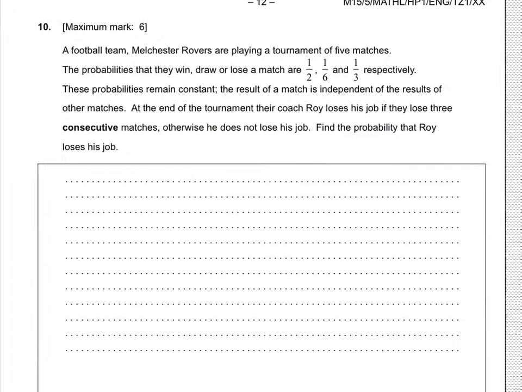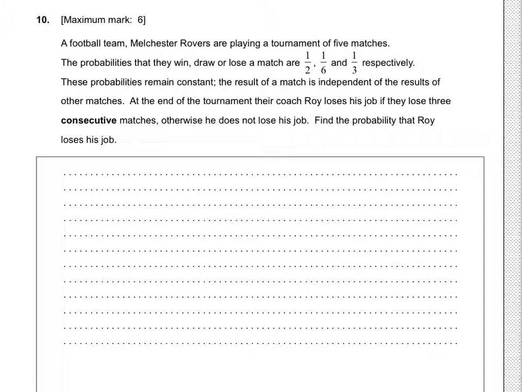Right, the last question in section A. A team, Melchester Rovers. You may have noticed Melchester Rovers have appeared before in IB questions. I think it's probably some sort of inside joke. The probabilities that they win, draw or lose a match are a half, 1/6, 1/3. The probabilities remain constant, which makes you wonder what their coach Roy is doing. But he loses his job if they lose 3 consecutive matches, otherwise he does not lose his job. Find the probability that Roy loses his job.